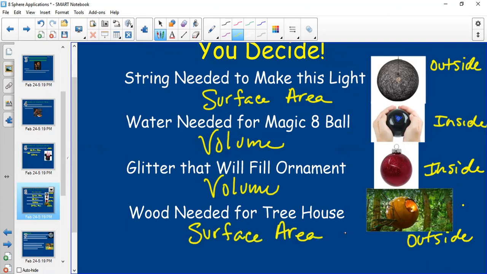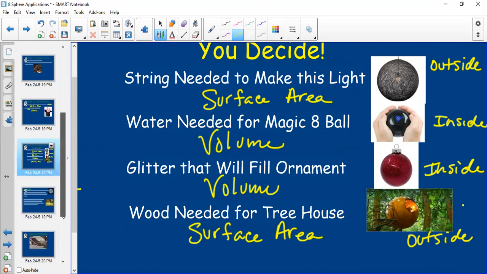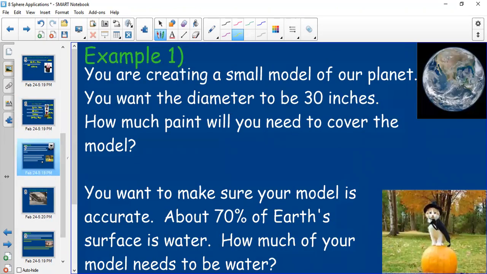The reason why we did this is sometimes when you're given a word problem, it's not going to tell you to find the volume or the surface area. You just have to be able to identify that. All right, so let's do one problem that kind of involves that.